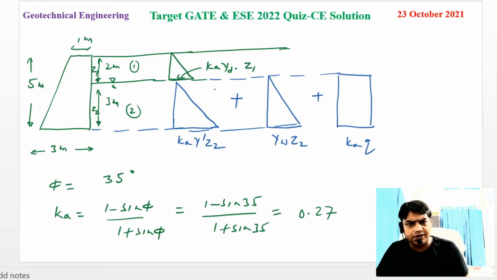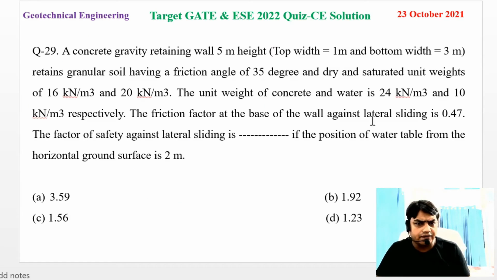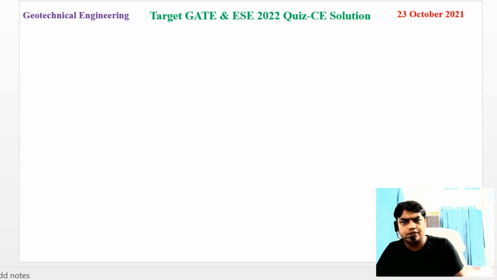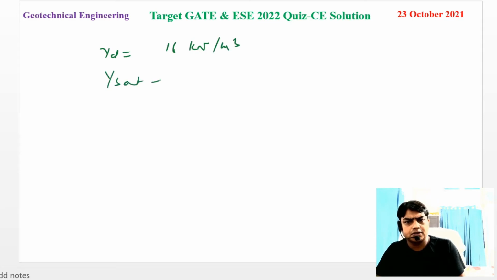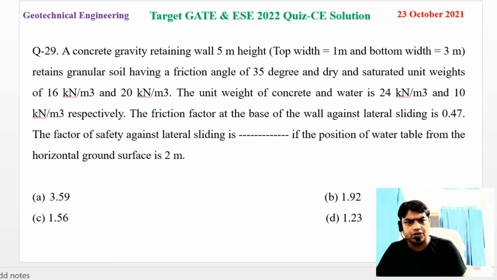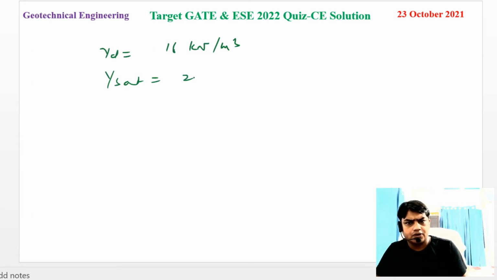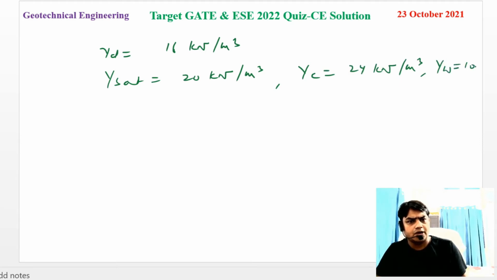So the value can be computed as K into gamma D into Z1. What is the value of gamma D? The dry unit weight is 16 kilonewton per meter cube, and the saturated unit weight is 20 kilonewton per meter cube. Similarly, the unit weight of concrete is 24 kilonewton per meter cube and the unit weight of water is 10 kilonewton per meter cube.